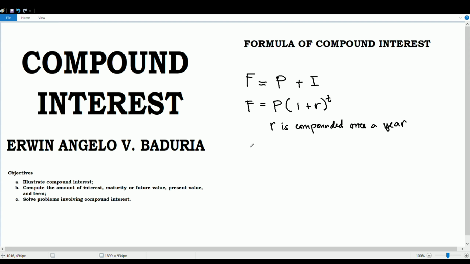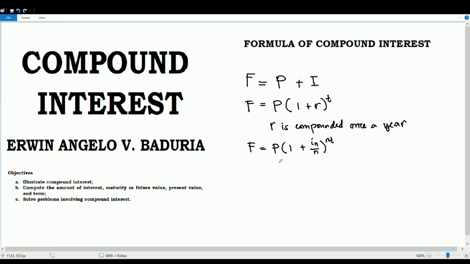Okay. The third one is F equals P times 1 plus I subscript n over n, raised to nt. Now let me introduce different variables here. F is the future value, P is the principal amount or the present value. I subscript n here is the nominal rate that is to be divided by the number of conversions n. The number of conversions is the number of times we will be getting an interest from the principal amount. That is raised to nt.